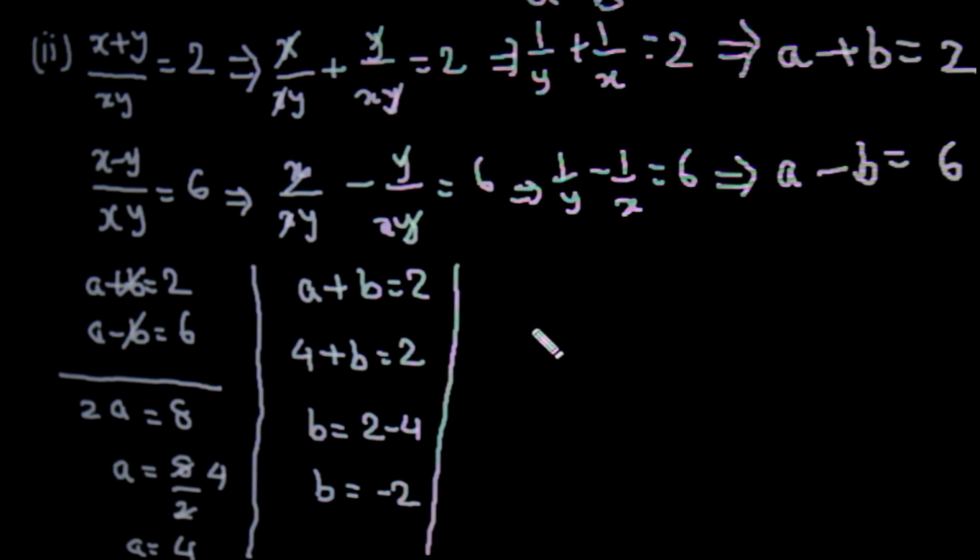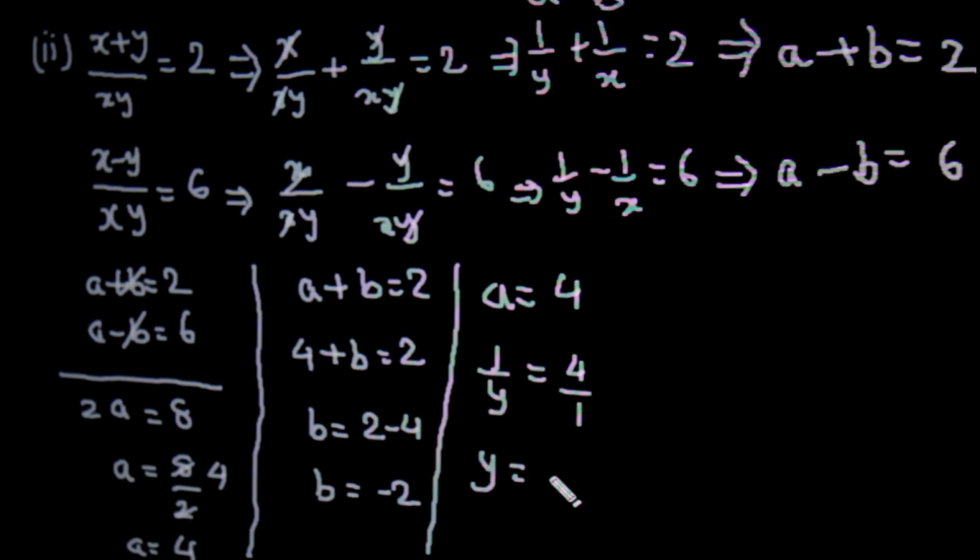You have to find x and y. What is a? a is equal to 4. Then what is a here? 1 by y is equal to 4, which is nothing but 4 by 1. Make it reciprocal. y is equal to 1 by 4.